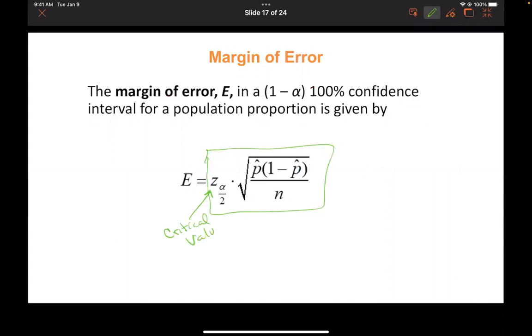And the p hat's already labeled, but this is a nice, pretty formula for your margin of error. So if you need the specific margin of error and that's all you're calculating, this is what you would use.